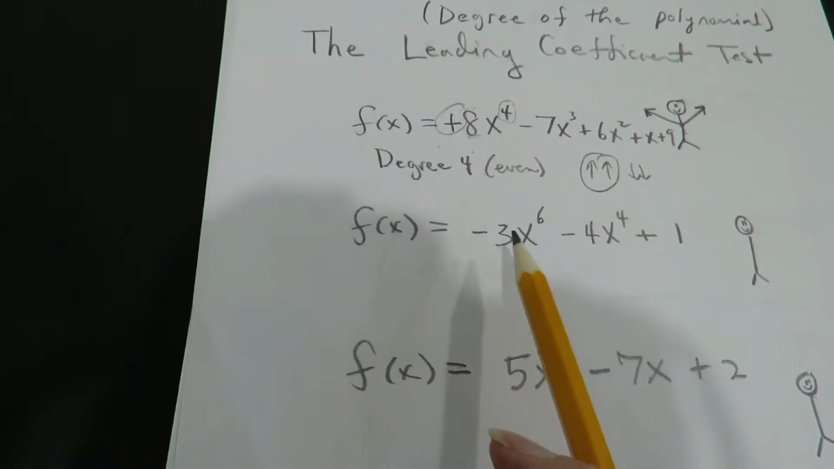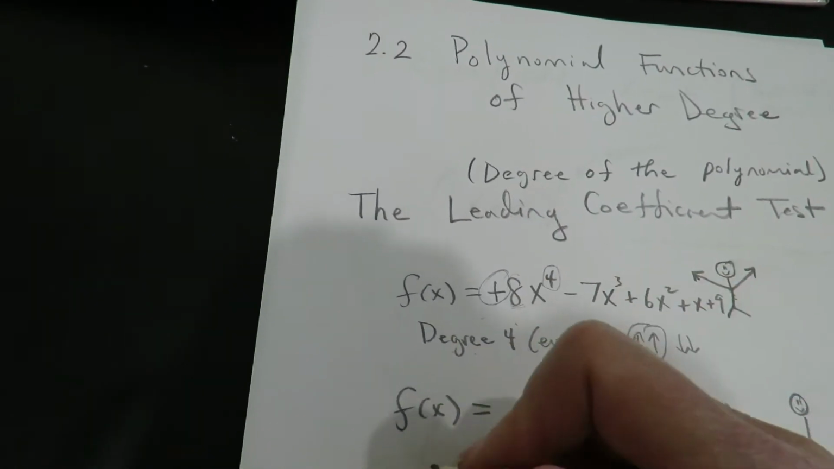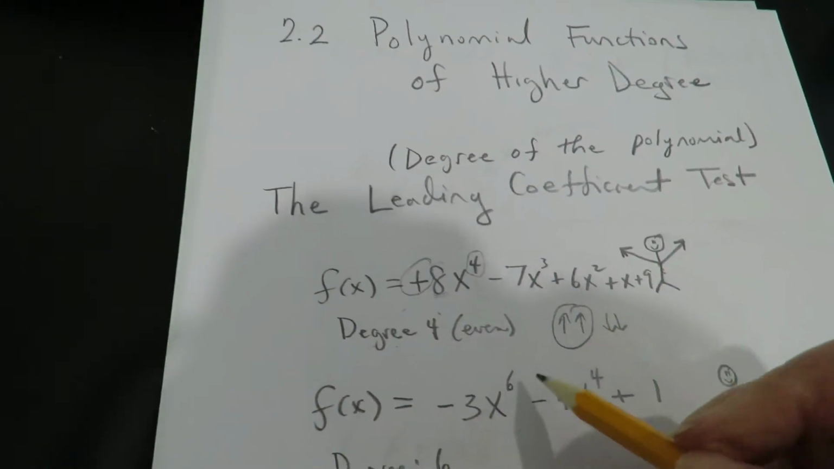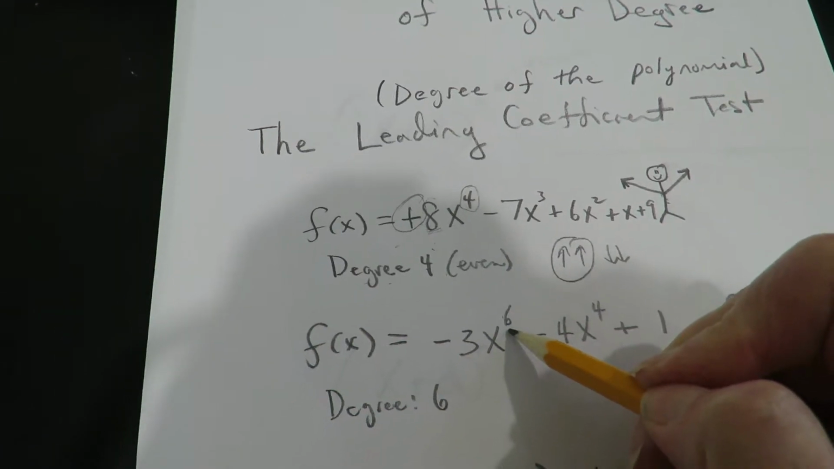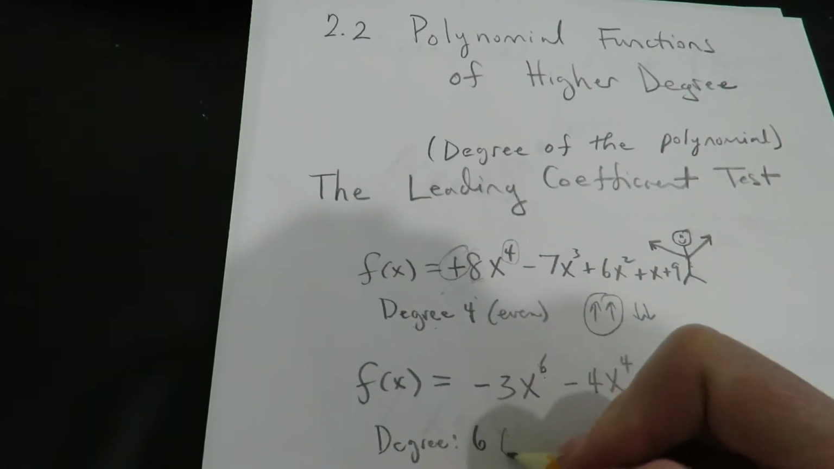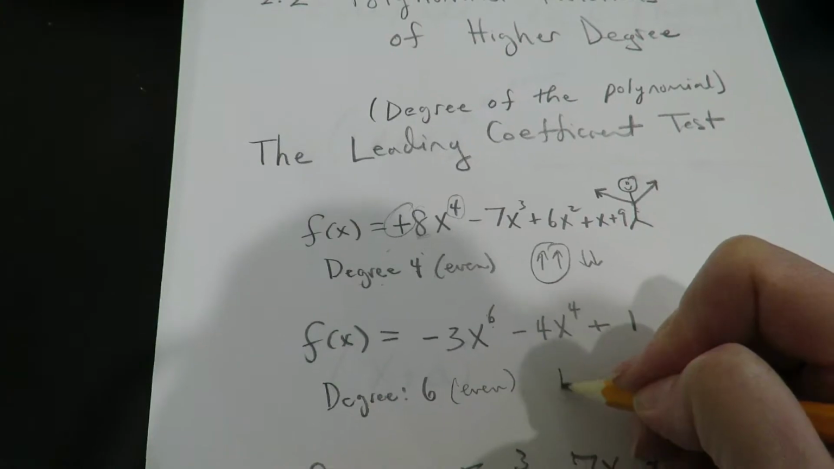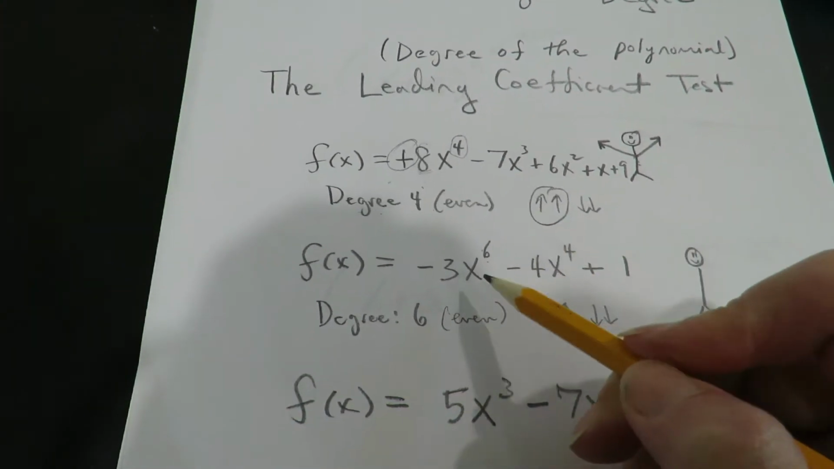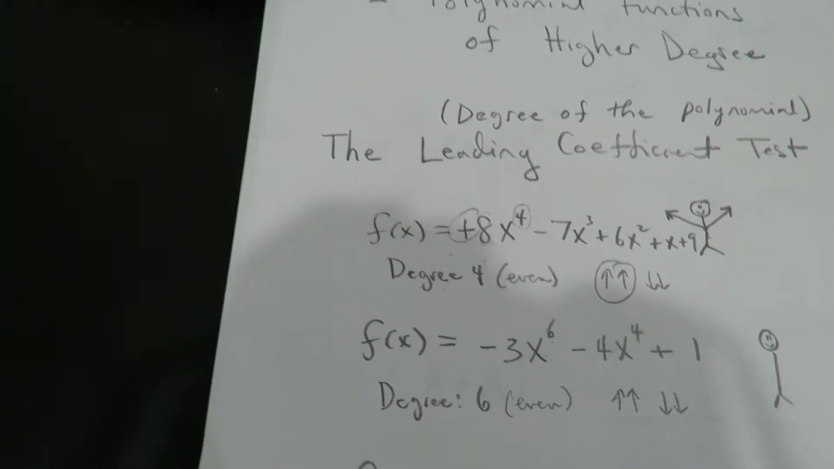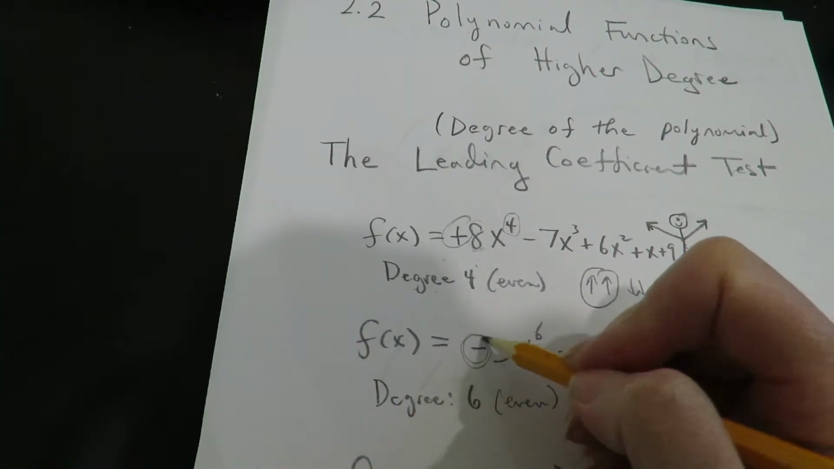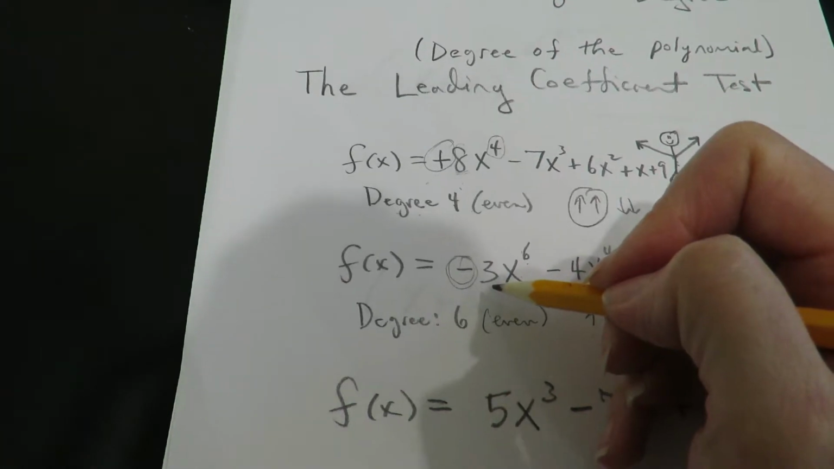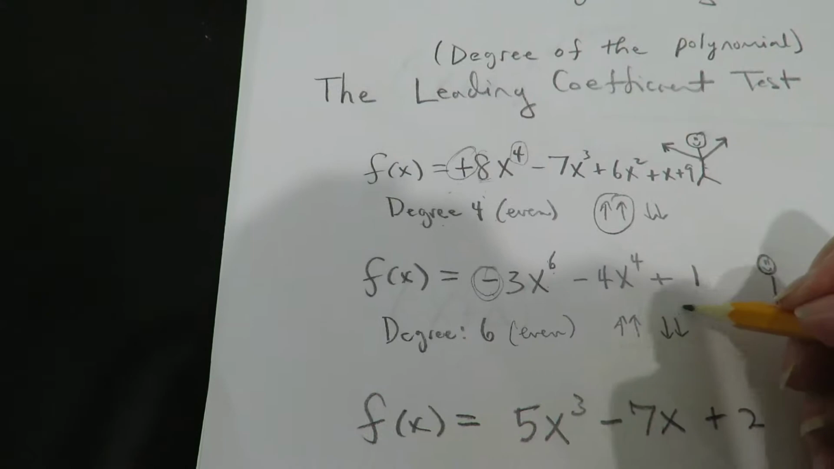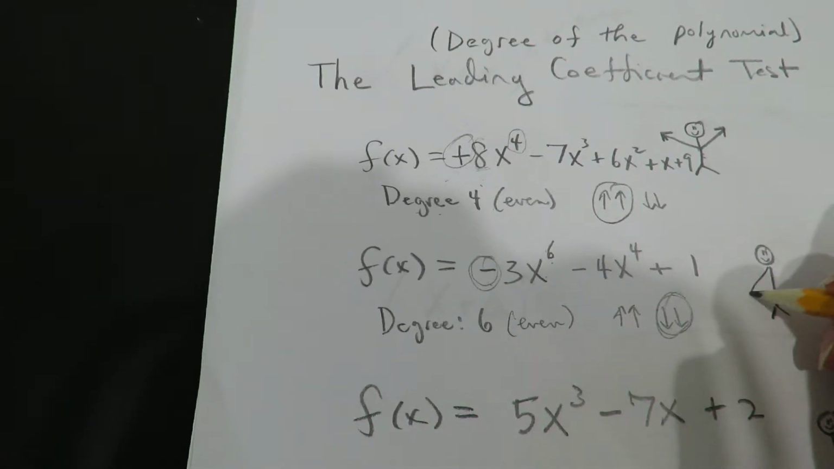All right, next case. This is a degree 6. That's the highest x value, so it's degree 6. If it's even, which this is, they either go up, up, or down, down. They go together when it's an even degree. So now you have to look at the positive or negative of the leading coefficient to decide which case it is. Since it's negative, it's going to go down, down.